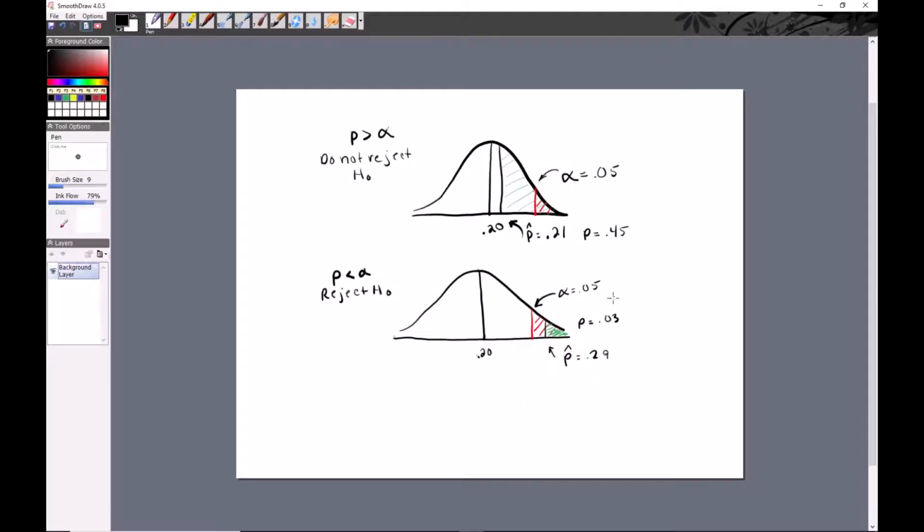But 0.05 or 1 sample in 20 is the least that we'll allow before we start to reject. Anything that occurs after that, we're going to reject. So if P is less than alpha, we're going to reject H0. If P is greater than alpha, we will fail to reject H0. All right? So that's what alpha is. It's just a convenient cut point for you to make a decision, whether to reject or not.